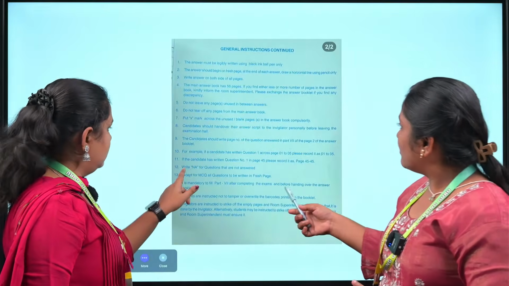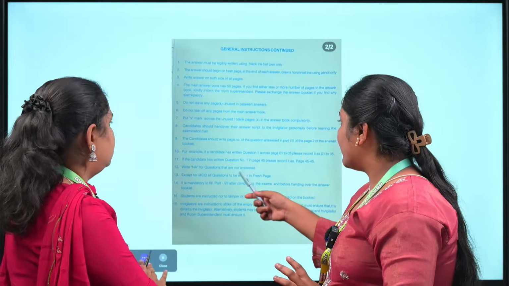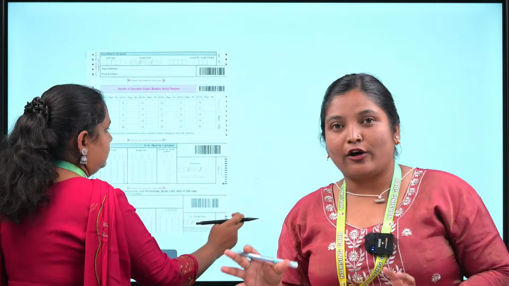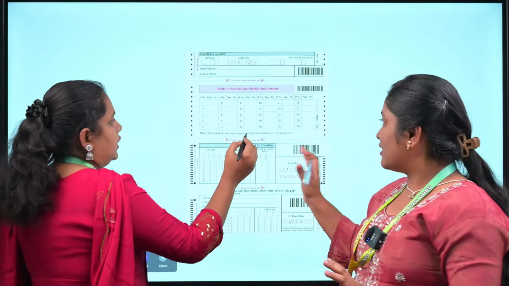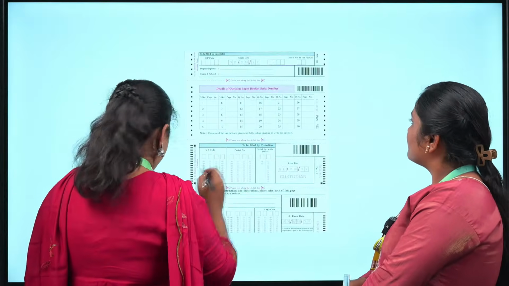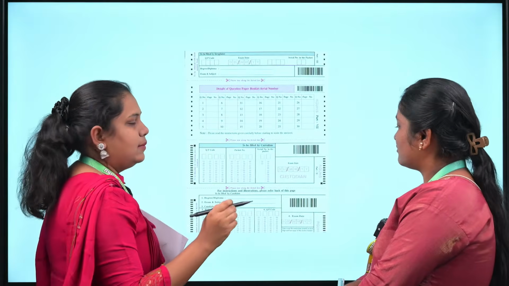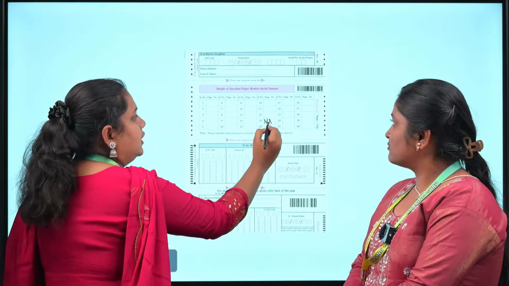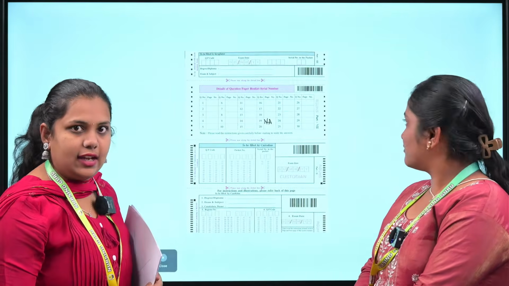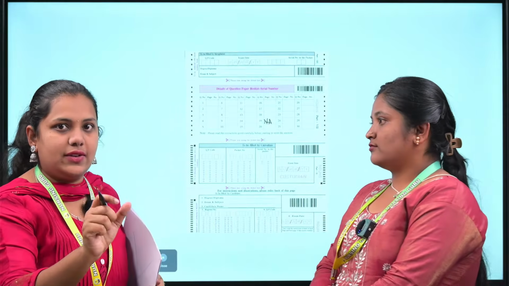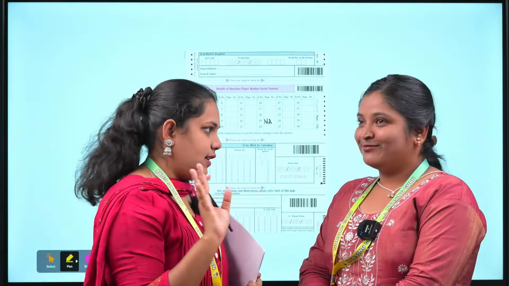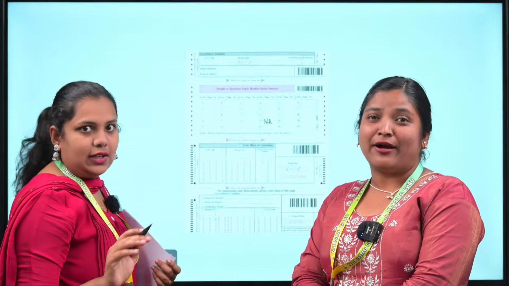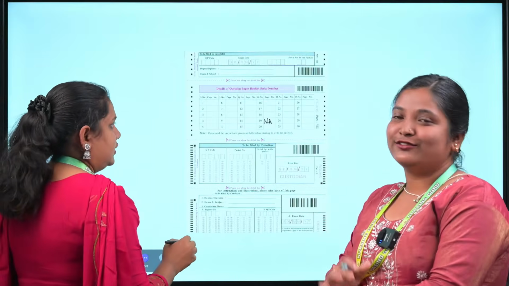Next, write NA for the questions that are not answered. NA means not answered. For example, if you have question number 19 and you don't know the answer, write NA, that is enough. No need to give an expansion. Just write NA. Don't write things like 'I don't know this answer' or 'madam, sir, I have not written'. You should not write like that.